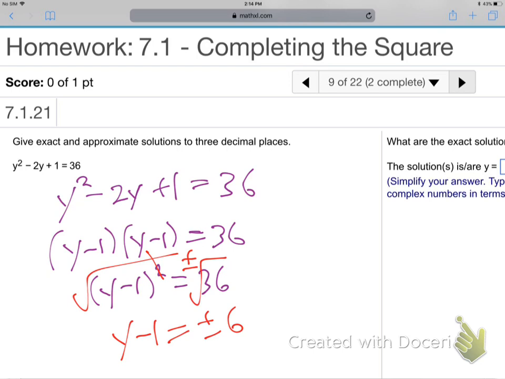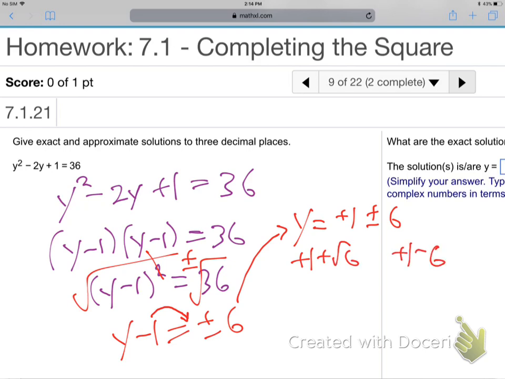Good to there. See how the left side, the root, eliminated the 2 power because they're opposites? And then take that minus 1 and jump it to the other side. Positive 1, right? Positive 1 plus or minus 6. So positive 1 plus 6, positive 1 minus 6. What am I doing? So 7 and negative 5. Good? Making sense? Any questions I can answer?